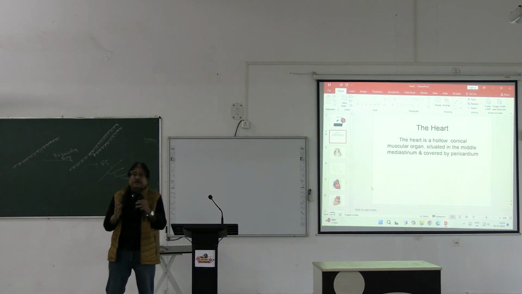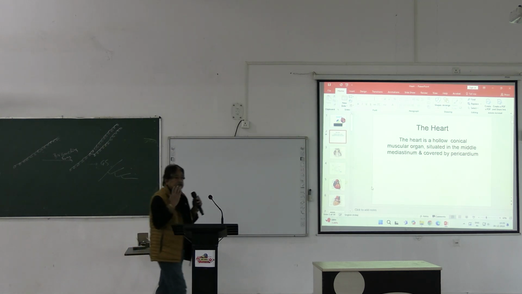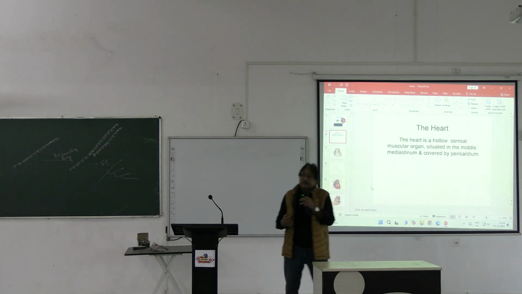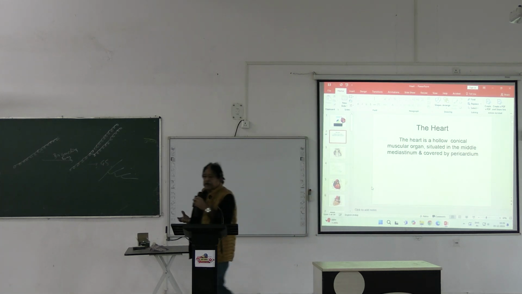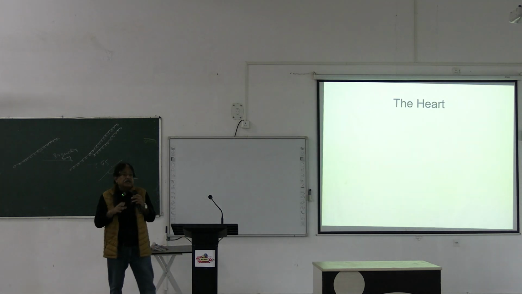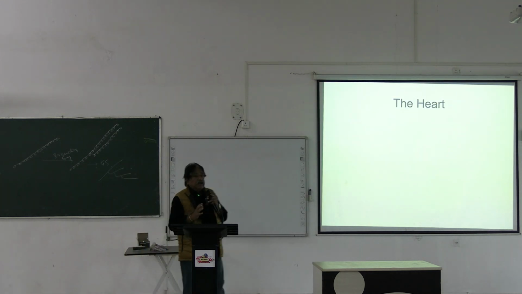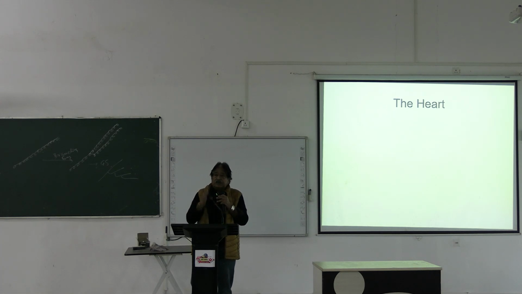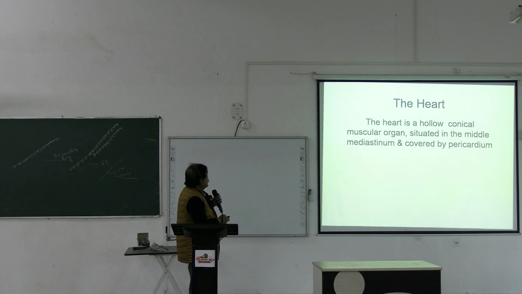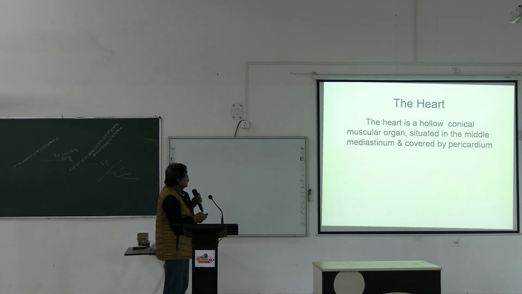Of course, there is the modification, the organogenesis, the chambers, and the development of the great vessels, your atrium and ventricles, and then it's an organ that has to be supplied, and also the chambers develop. Naturally, today, the heart is a hollow conical muscular organ situated in the middle mediastinum and covered by pericardium.